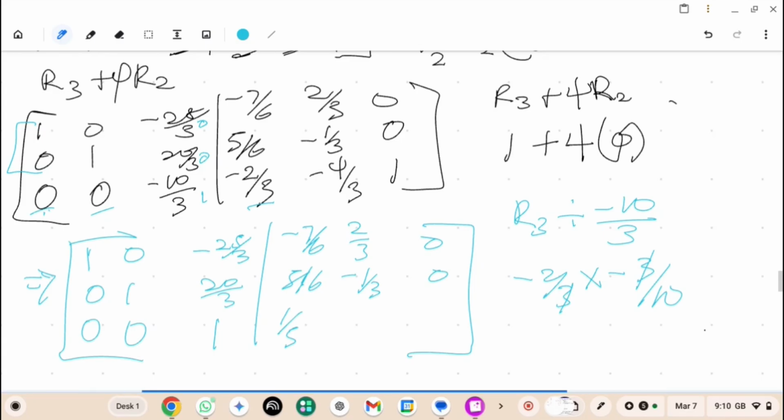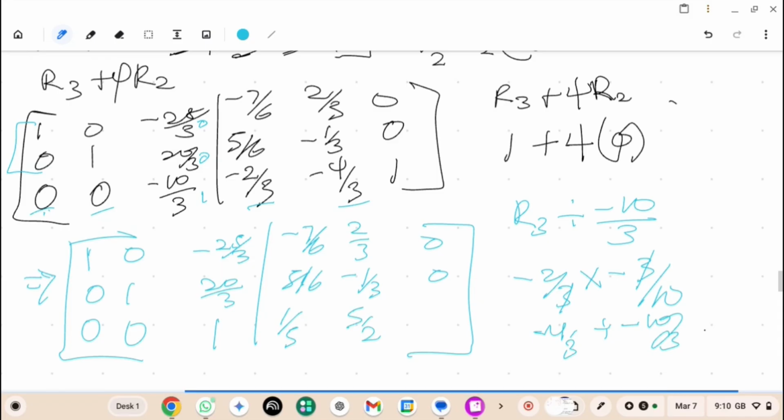Same thing happens to this line. So we said negative 4 on 3 divided by negative 10 on 3. This will give us 5 on 2. So we have 5 on 2 here.